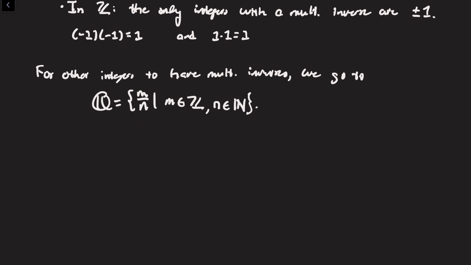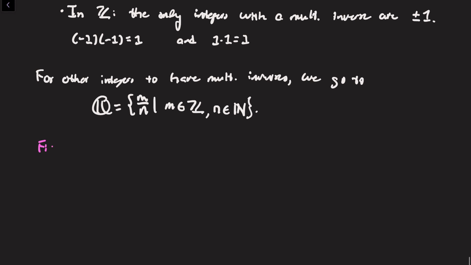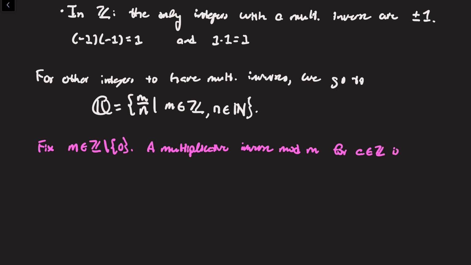So let's fix some modulus. A multiplicative inverse mod m for an integer a is another integer, b, let's call it, such that ab equals 1 mod m. And let's think about this.